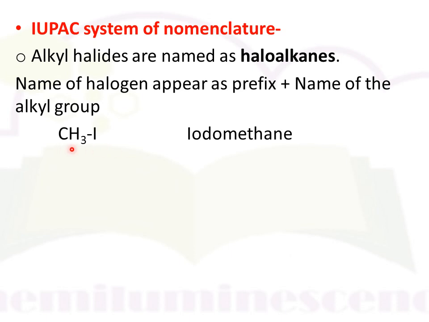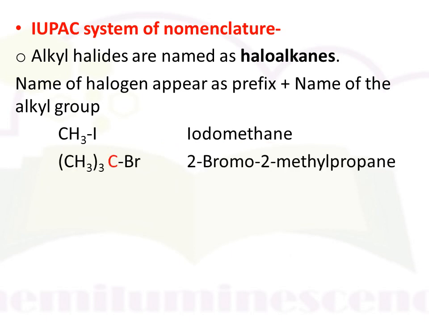Here again the same molecule is there, that is CH3I. In the common name system, this compound has the name methyl iodide. Here it is exactly opposite: this iodine part comes first as a prefix and then this alkyl part comes as a suffix. Here the name of the compound is iodomethane.